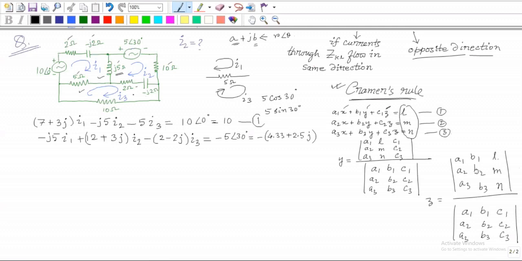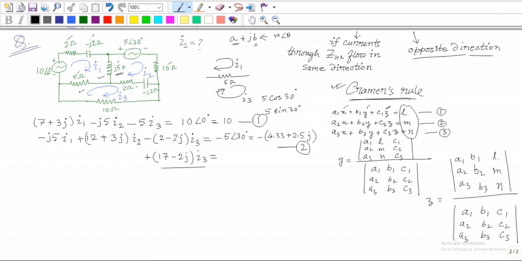For the third one, 5 plus 2, 7 minus 2j plus 10. So it is 17 minus 2j. That will be multiplied with I3. So write this in proper location. 17 minus 2j multiplied by I3. That's the self impedance term.